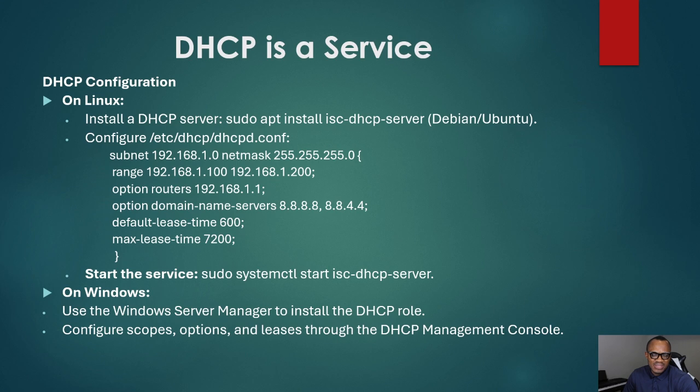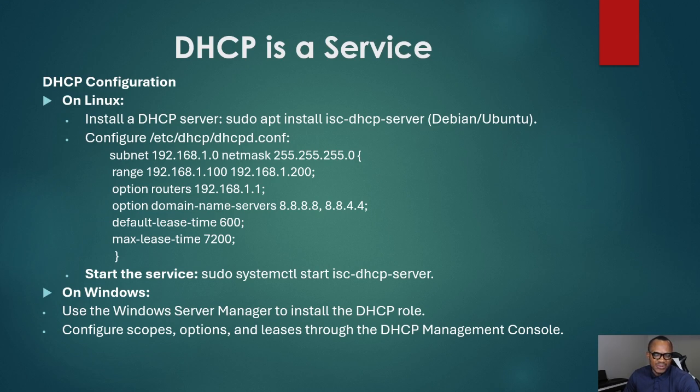The subnet that you're looking at there is 192.168.1.0. The network mask, or subnet mask, is /24, which means that 24 bits are used for the network and 8 bits are used for the host. The range of IP addresses for this DHCP is from 192.168.1.100 to 192.168.1.200. That gives us 100 possible IP addresses.